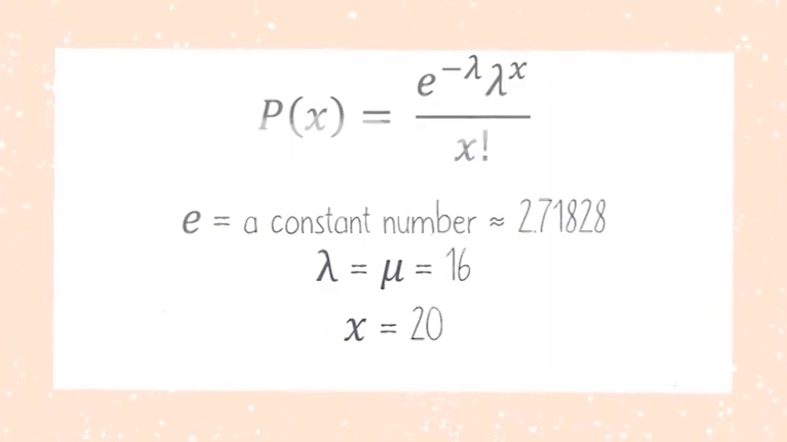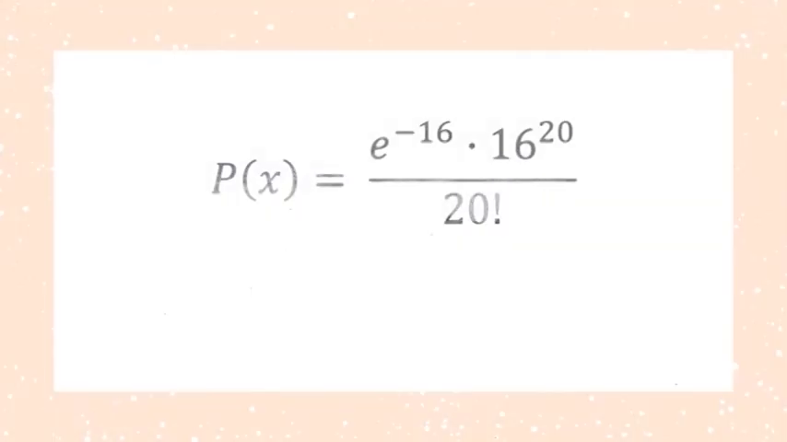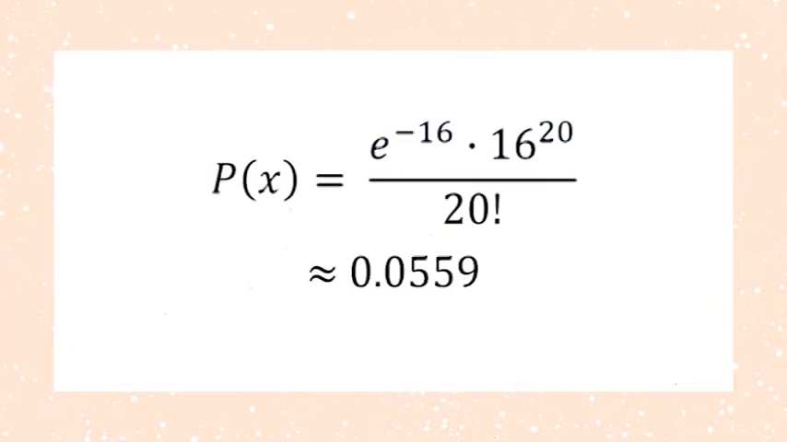If we substitute these values into the function, we get p of x is equal to e raised to negative 16 times 16 raised to 20 over 20 factorial, and we get approximately 0.0559. We get a really small value since we are using the Poisson distribution, and events occur randomly and independently.